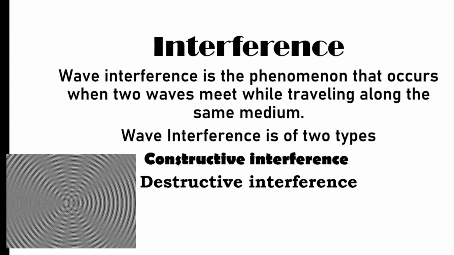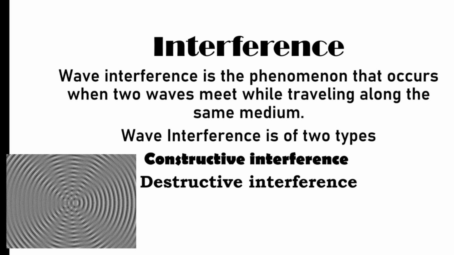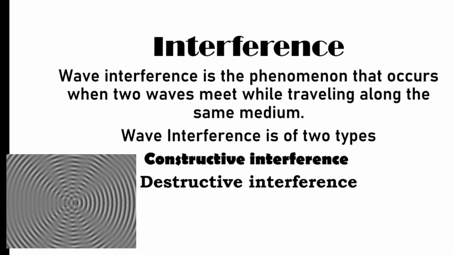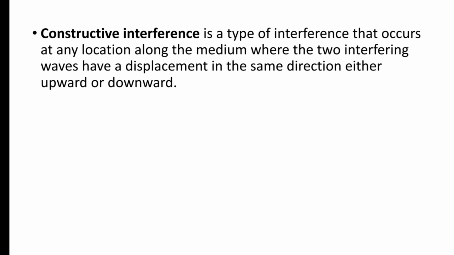Interference. Wave interference is the phenomenon that occurs when two waves meet while traveling along the same medium. Wave interference is of two types: constructive interference and destructive interference.